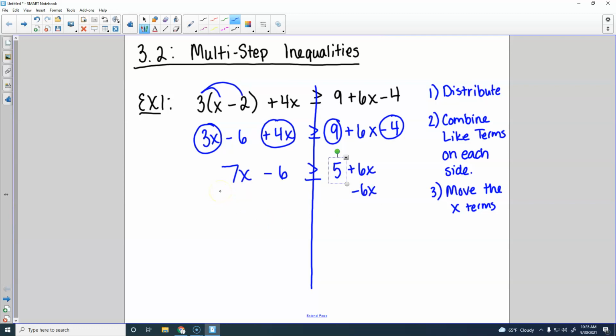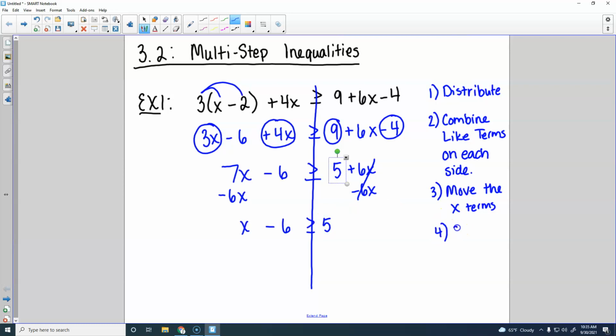This is where, Julian, we got to use the other sign because we're taking 6x and it's going all the way over here to the other side. So you got to use the opposite sign. Okay? So we cancel that out. We get just a 1x minus 6 is greater than or equal to 5.